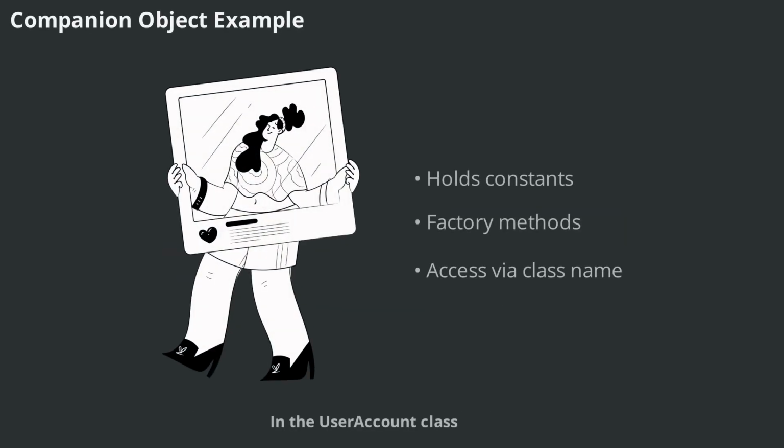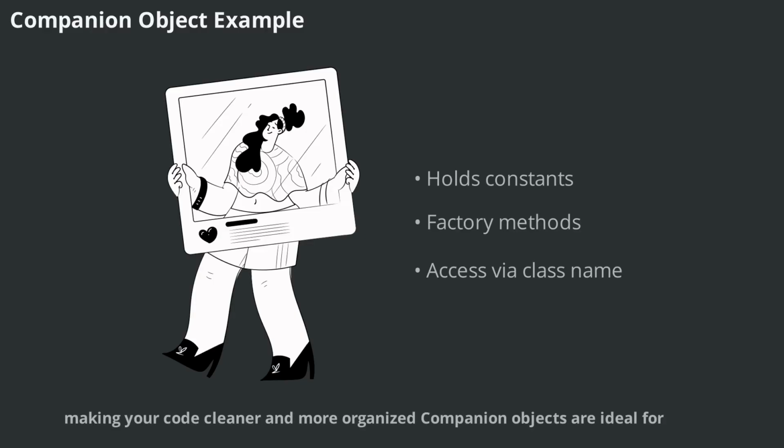In the user class, the companion object holds a constant for maximum login attempts and a factory method for creating admin users. You can access these directly through the class name, making your code cleaner and more organized. Companion objects are ideal for grouping related utilities and constants together.